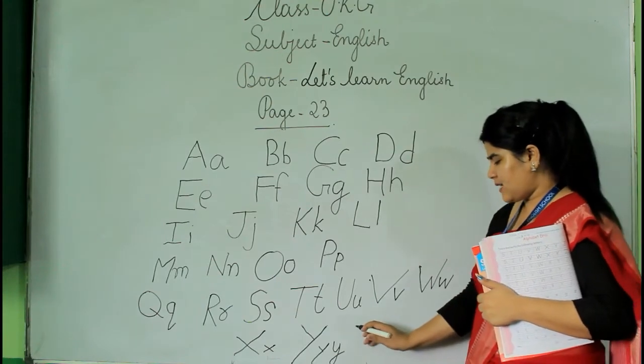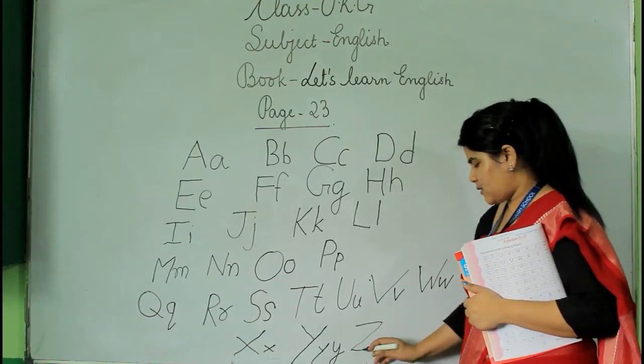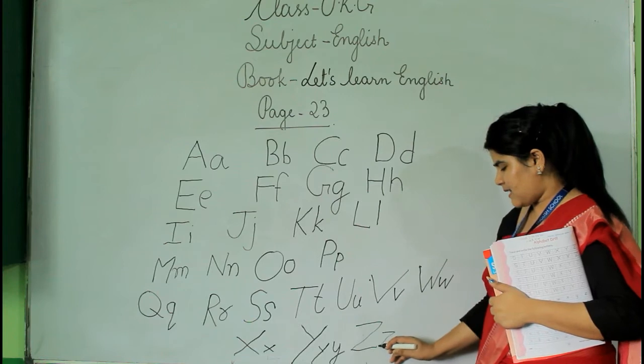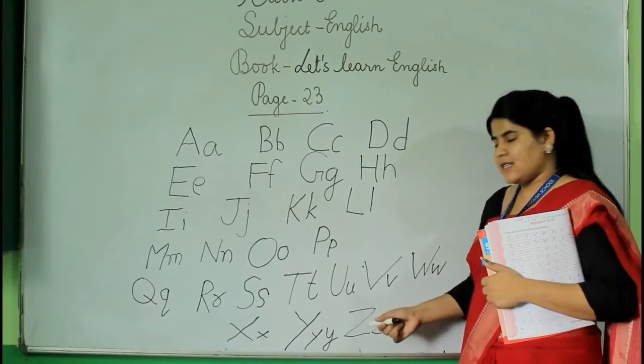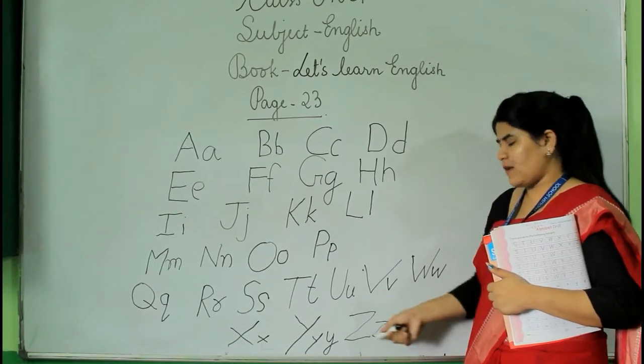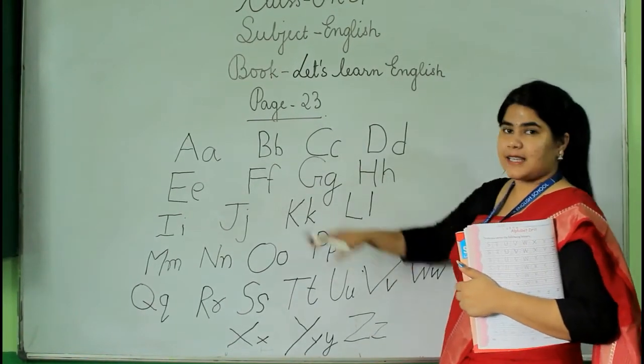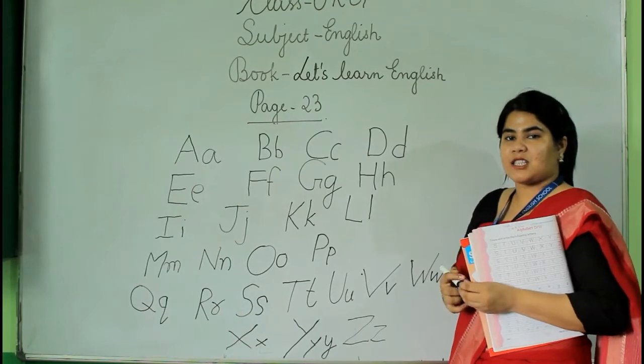Now the last one is Z, in this way. Again, sleeping, slanting, sleeping. Z is for zebra, okay? Zebra, in this way you have to write all these capital letters and small letters.